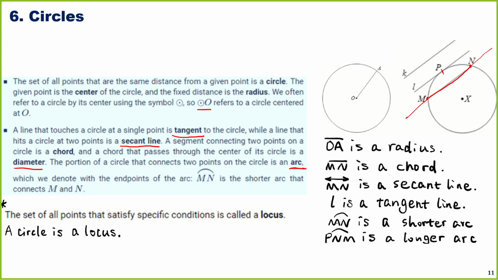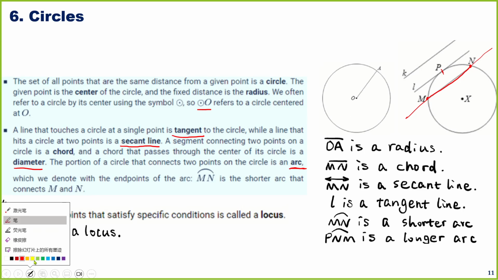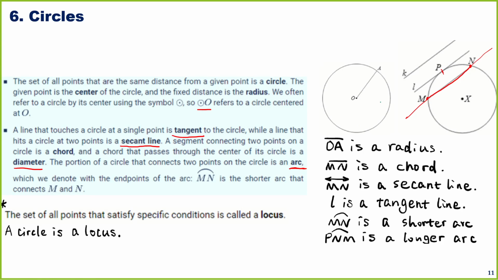And arc MN is a shorter arc, which is here. Okay, so if you want to denote the shorter arc, you can use arc MN. Now, P and M is a longer arc here.